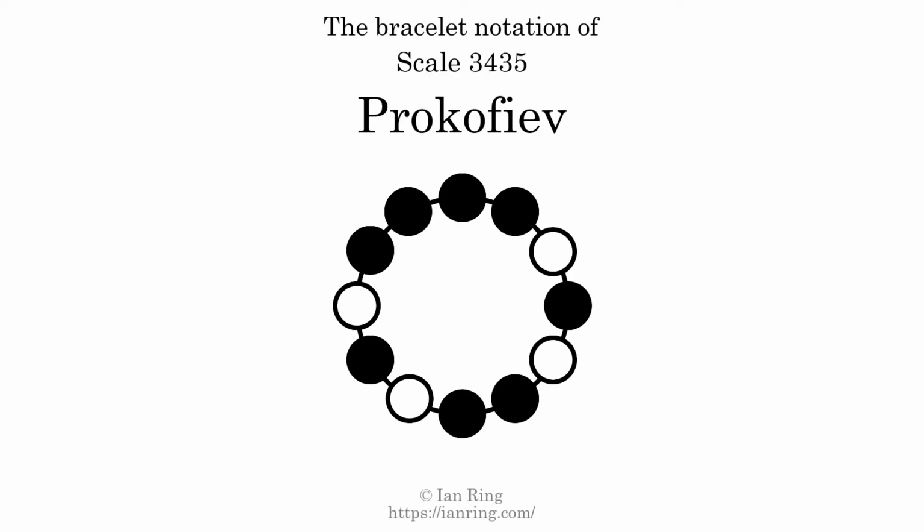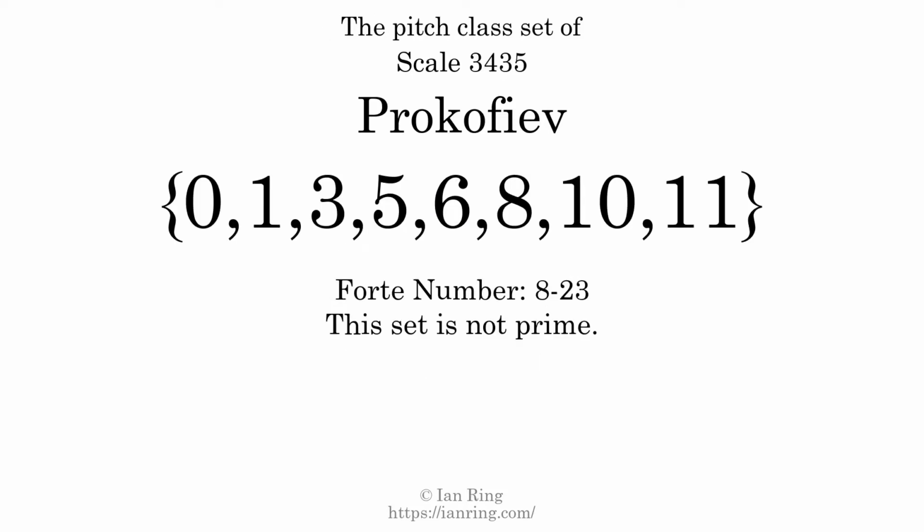This is a bracelet notation diagram of scale 3435. The shaded circles represent tones that appear in the scale, and they are read clockwise, starting at the top. The pitch class set for this scale is 0, 1, 3, 5, 6, 8, 10, 11. The forte class is 8-23. This set is not prime.